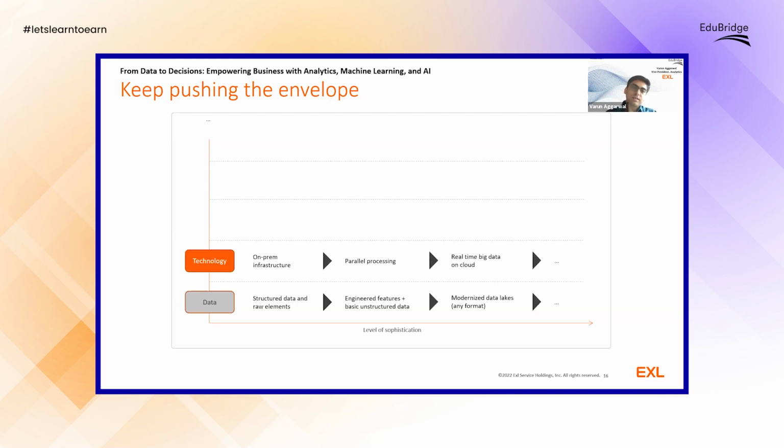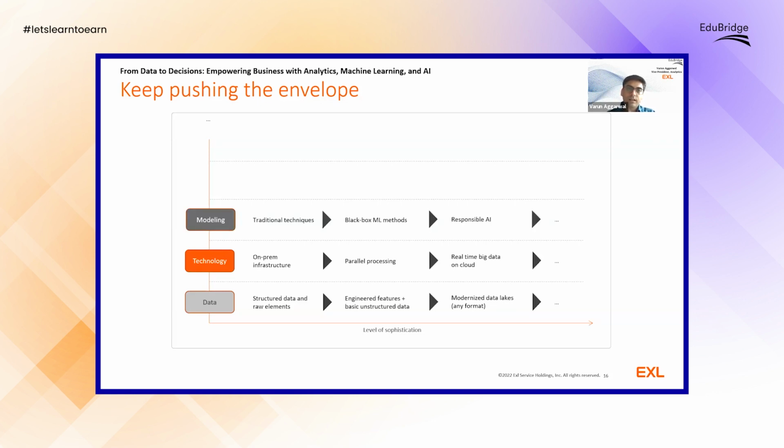Technology has also drastically changed from on-prem infrastructure preferences to cloud. In between, there used to be big data, parallel processing, distributed file systems, etc. That is still there, but that was also a stage where people solved the problem of big data by doing parallel processing. But now everything is on cloud.